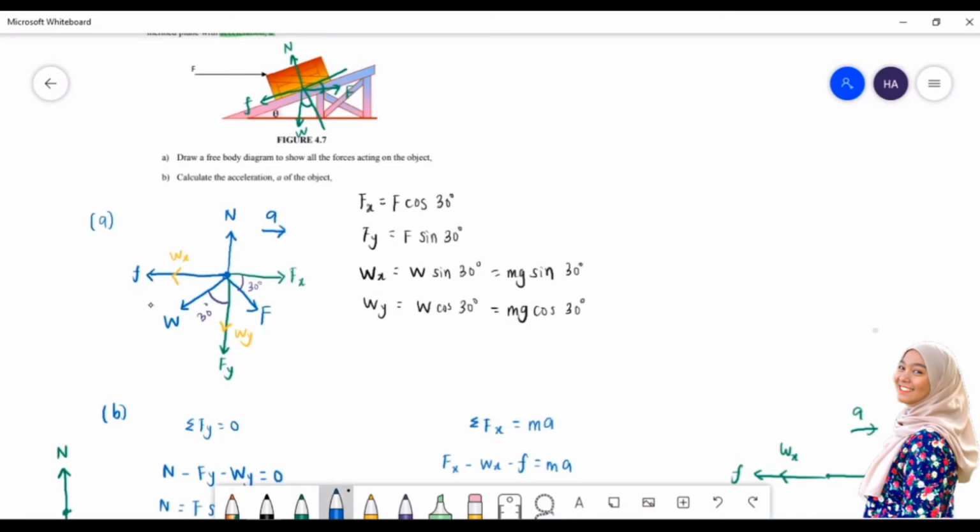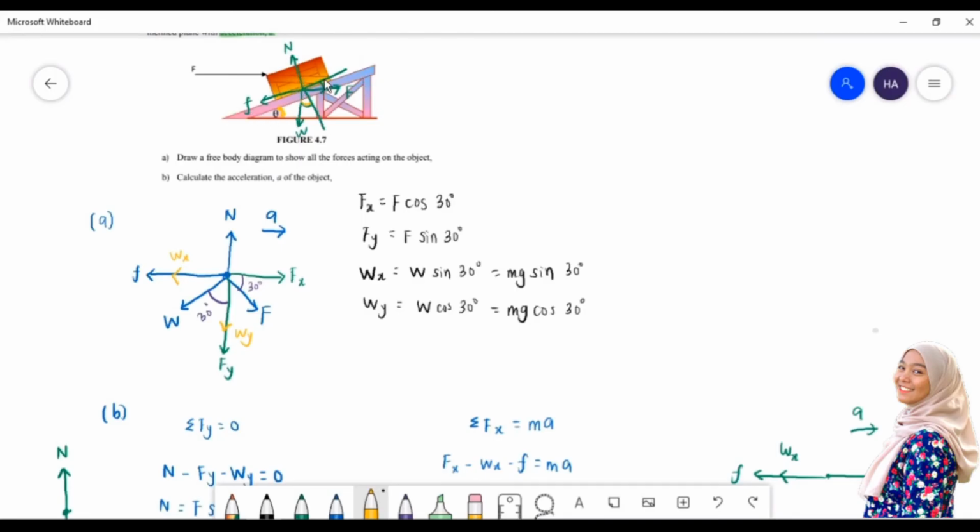Okay. And then dekat sini kita ada WY sebab kalau kita tengok kat sini, dia punya degree tadi, dia dah bagi 30 degree. Okay. Jadi, bila kita buat zigzag, okay, kita akan dapat 30 degree dia dekat side sini. Okay. 30 degree dia dekat ni. Jadi, sebab itu WY kita adalah W cos 30 degree. Okay, WY adalah W cos 30 degree kerana dia punya degree ke arah WY. That's why kita dapat mg cos 30. And WX dia adalah W sin 30, mg sin 30. Untuk F, dia punya degree adalah bila kita buat zigzag, dia adalah sama tau.